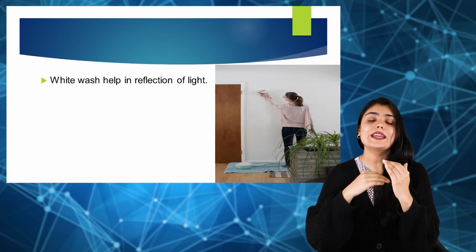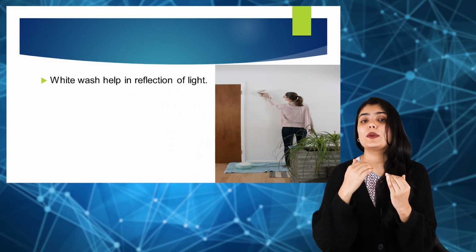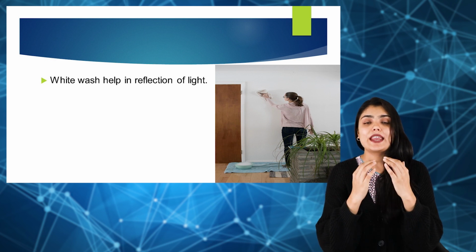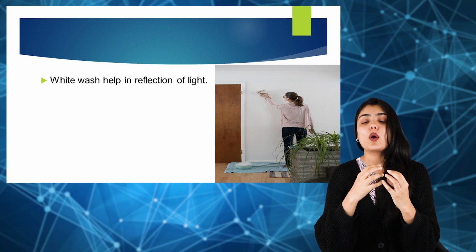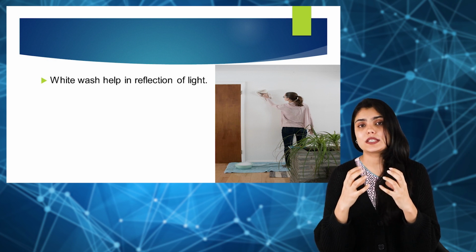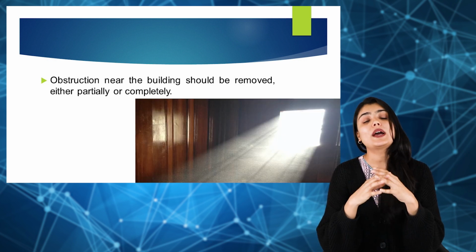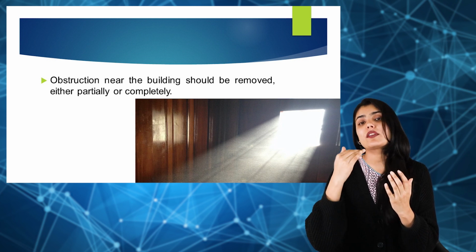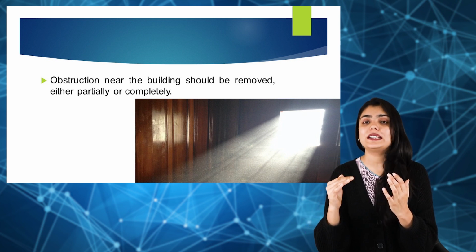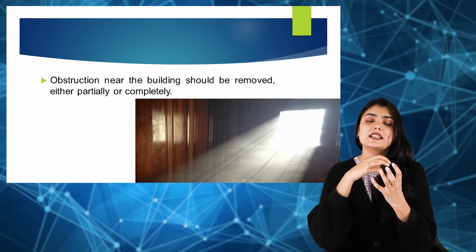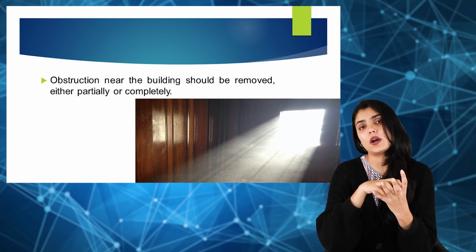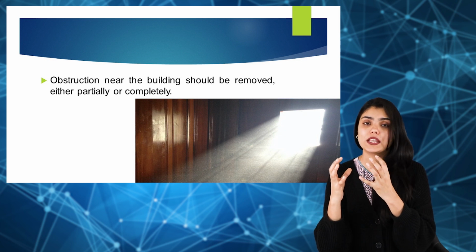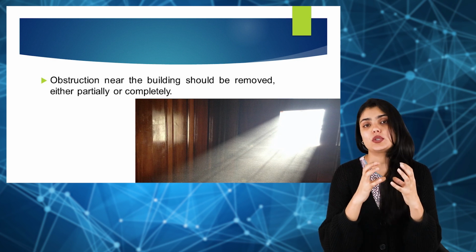Whitewashing the walls or using white paint inside the house will help in proper reflection of light. Another thing to remember is that houses must be constructed away from the north and south side. Also, any kind of obstruction to lighting near a house must be removed partially or completely in order to ensure that a good amount of light reaches the house.